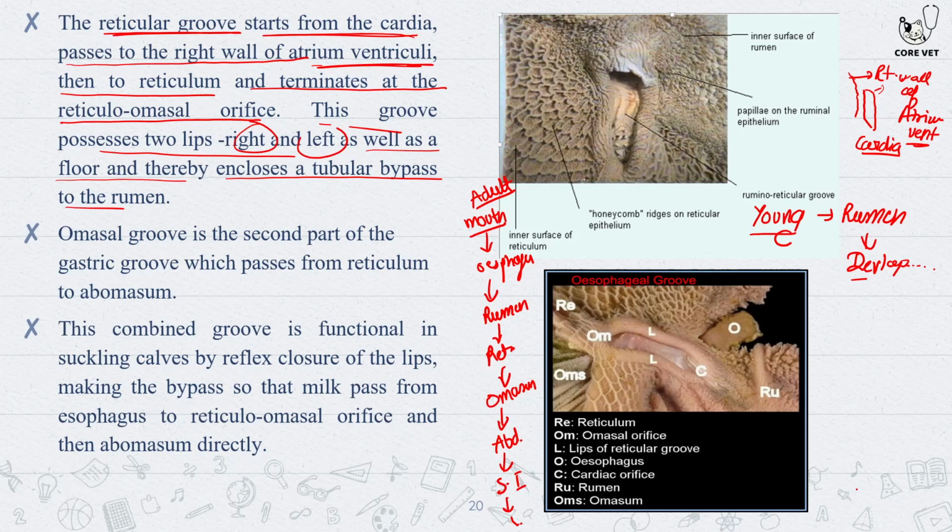But in the case of the young one, from the esophagus, the colostrum directly bypasses into the reticulum, then to the omasum, and then to the abomasum. It means we just skip the rumen, and with the help of these right and left lips, these lips close. As these lips close, the colostrum that we feed to the young one directly reaches the reticulum and then passes to the omasum and then to the abomasum.